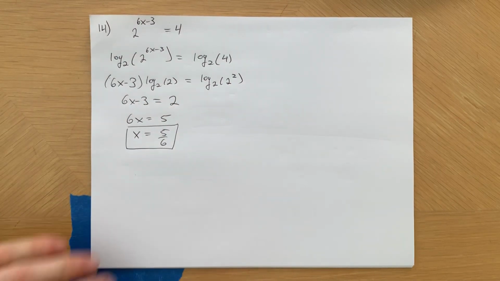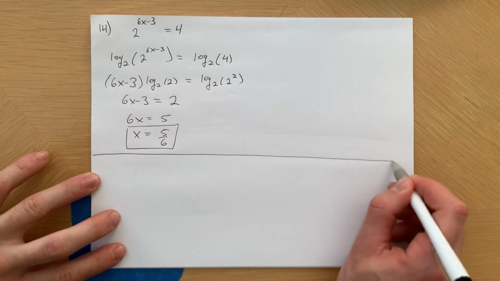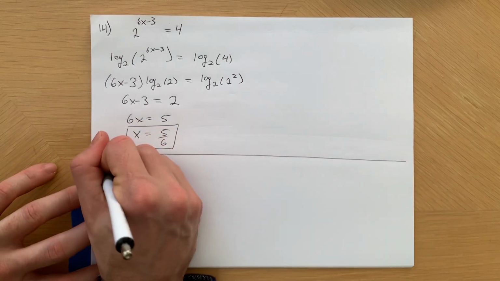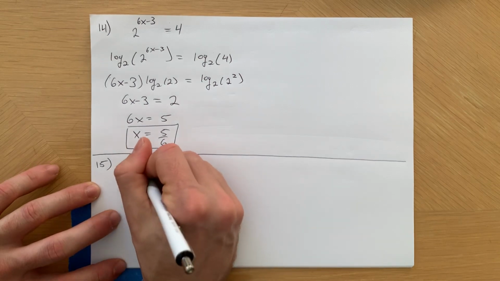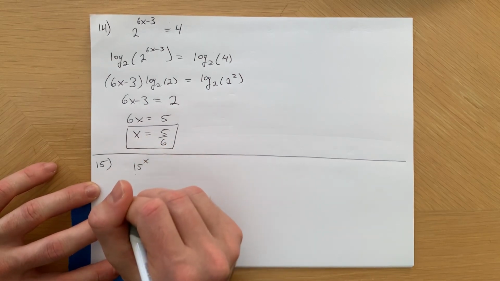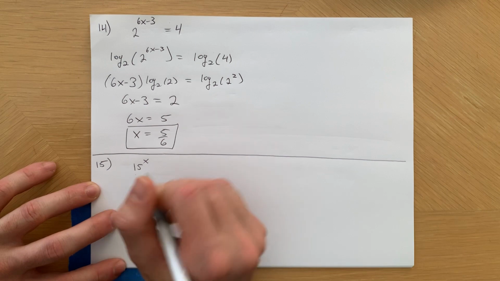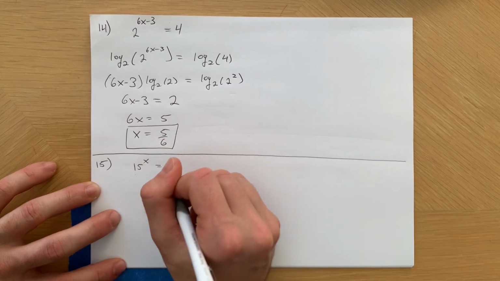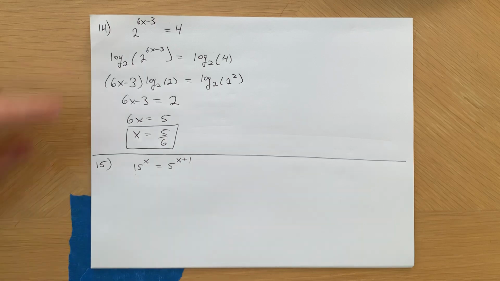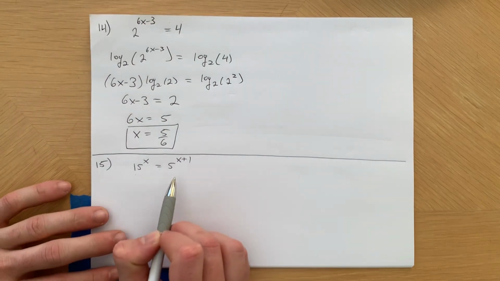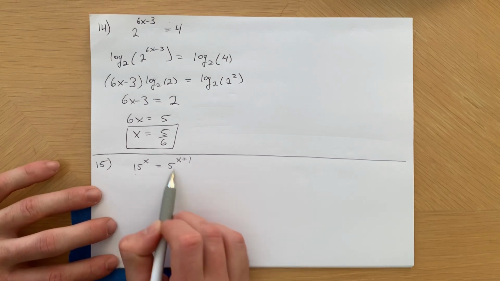Okay, so in this next problem, number 15, this is a similar but a little bit different setup. We have 15^x equals 5^(x+1). So in this situation, it's not like the previous one where something has an exponent and something doesn't. So in this problem, what we're going to do is take the log of both sides.